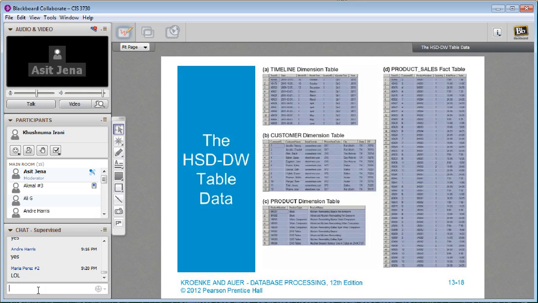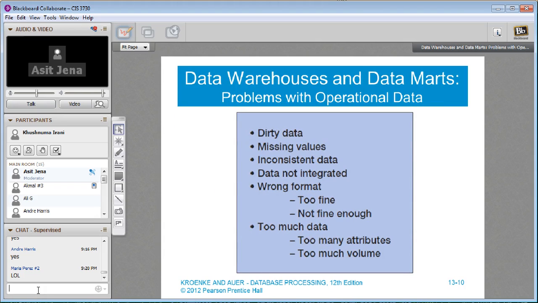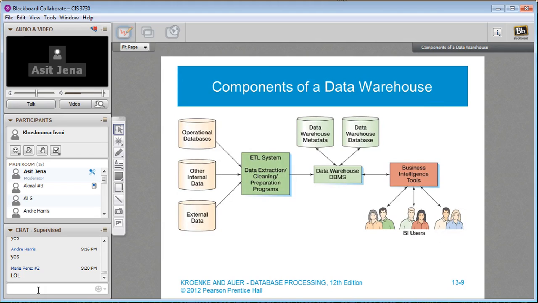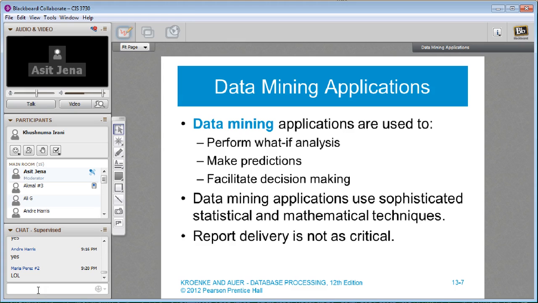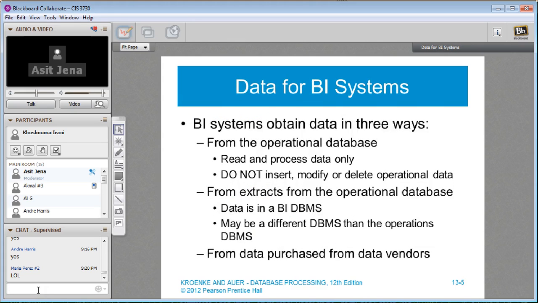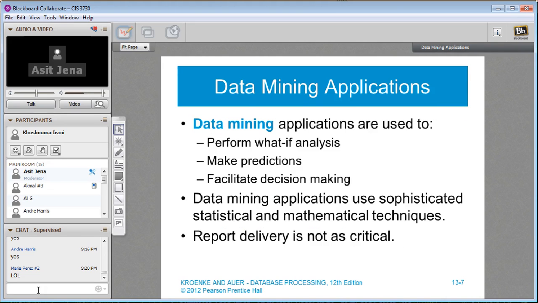If you understand the basic concepts of what a BI application is, how a BI application is different from a transactional database, the difference between a transactional database and a data warehouse, the difference between a data warehouse and a data mart, and why we create a separate data warehouse or data mart instead of running reports against the operational database, and if you understand the difference between reporting and data mining, I think you are quite ahead of what I wanted to talk to you about.